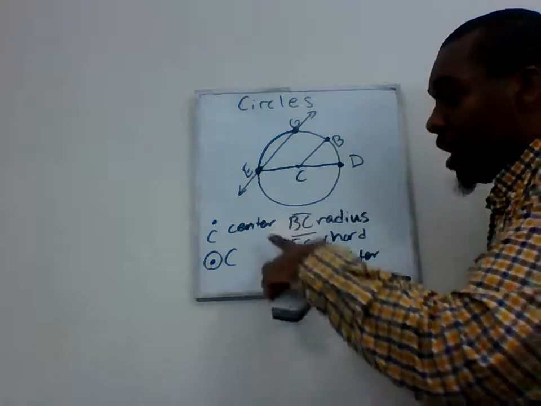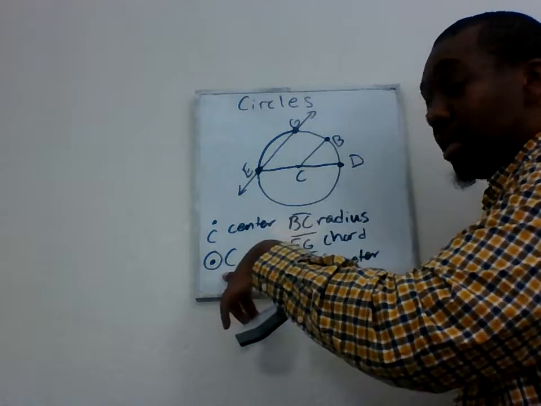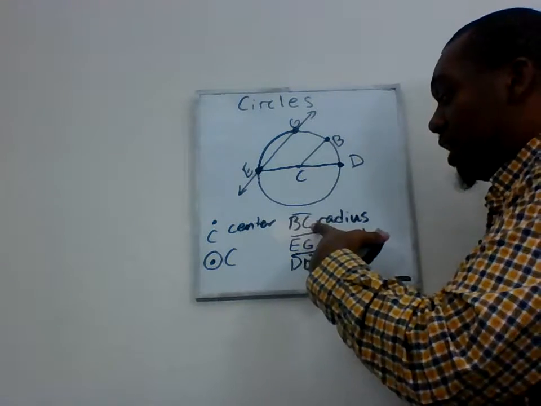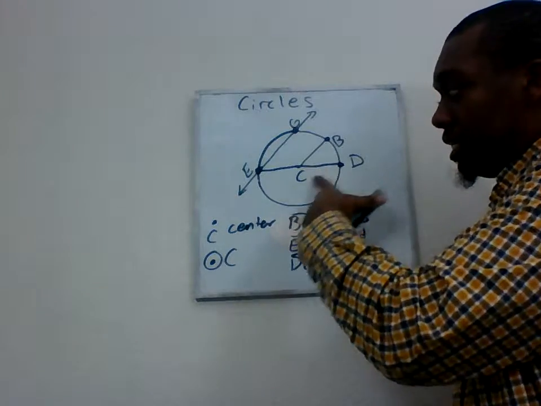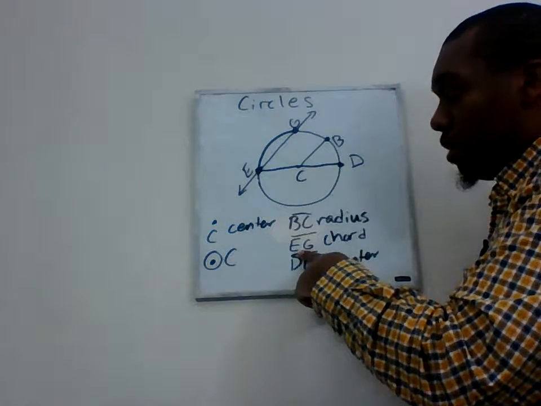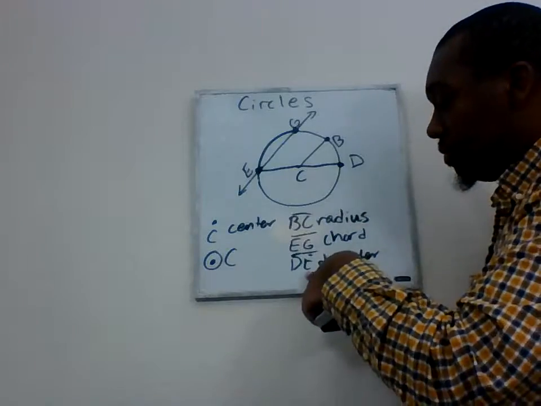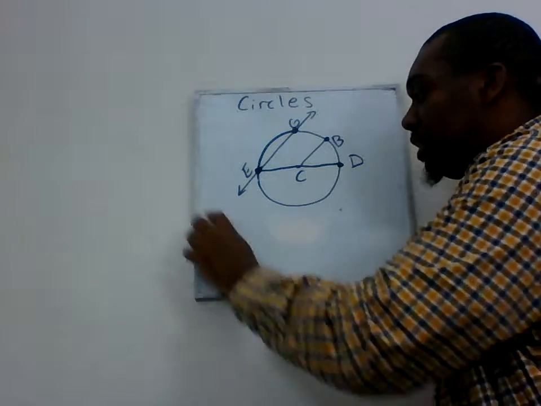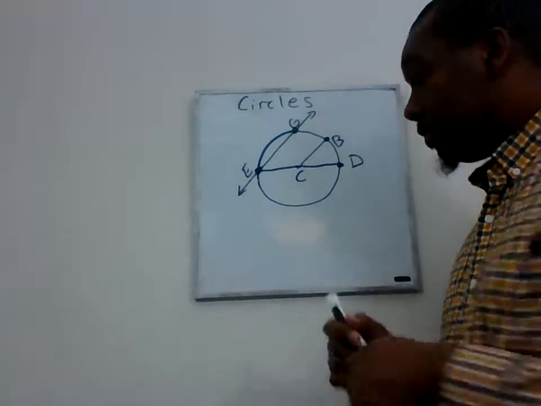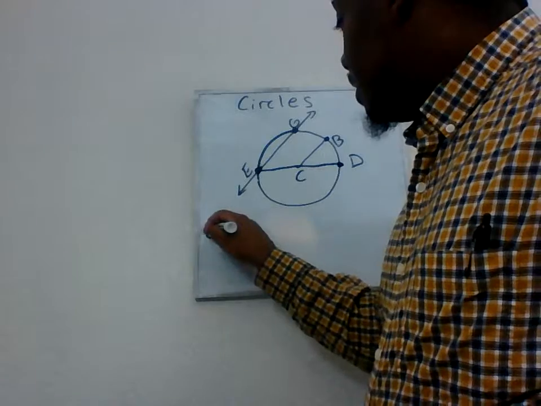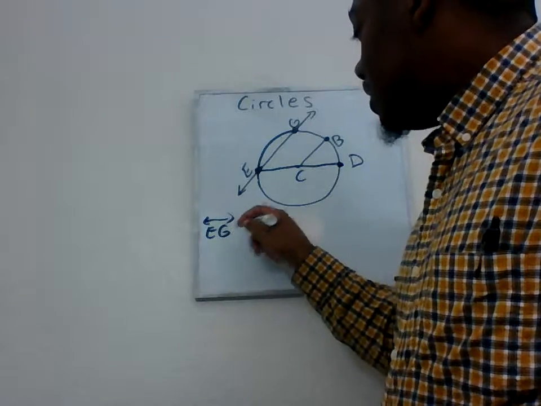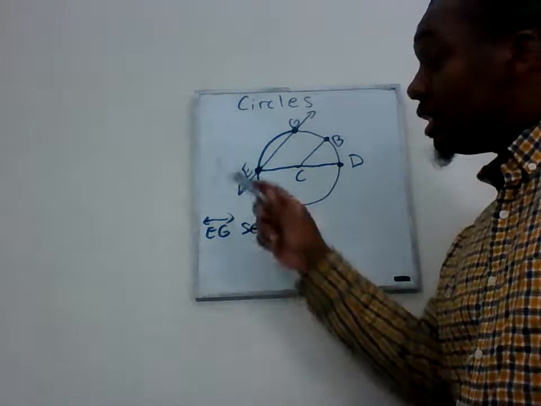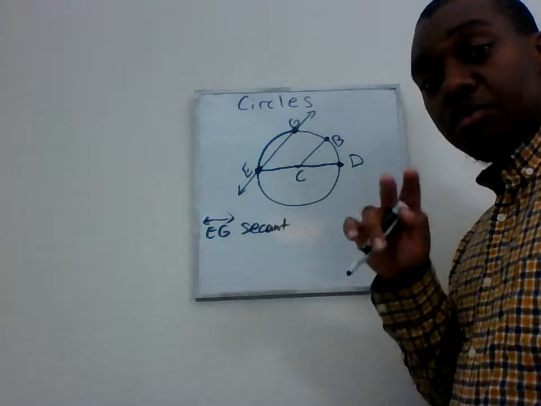So I'm going to erase our center, which was point C, the name of our circle, which is circle C because it's named after the center. Our radius is BC. We have another one now at DC and at EC. A chord is EG. We have another one at ED. And then DE is a diameter. Let's erase that so we can define our secant line. Our secant line is line EG. So line EG is a secant line. A secant line is a line that intersects the circle at exactly 2 points.